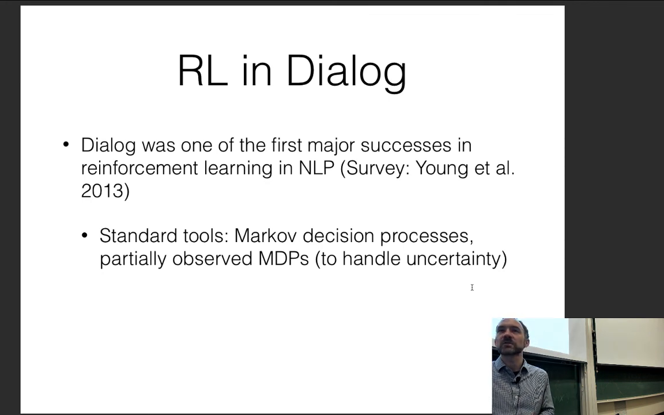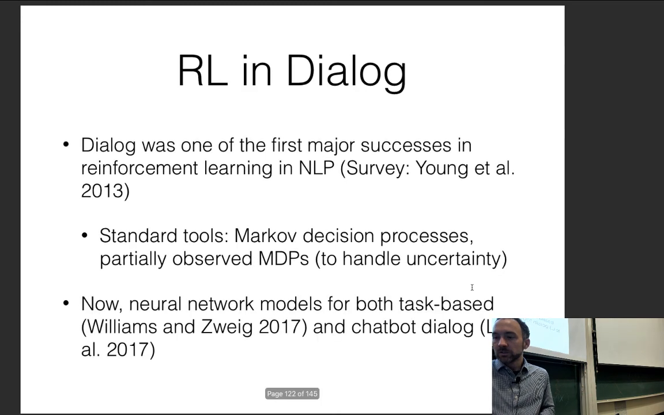The reason why is that in dialogue, very often you will be doing spoken dialogue through a telephone or something like that. So you have upstream potentially wrong speech recognition results that you need to deal with, so you deal with uncertainty of that. Now there are neural network models for both task-based and chatbot dialogue.